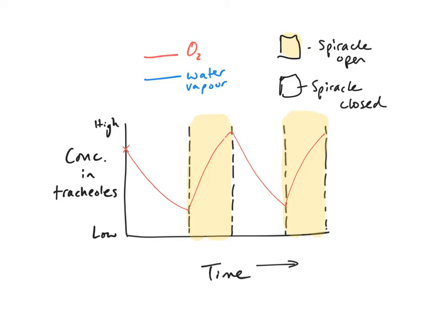So let's again just put an arbitrary line. Let's start in the middle here, just to keep away from that red line a bit. When the spiracles are closed, the water vapor in the tracheoles is going to increase because it's going to evaporate from the cells around it. But when the spiracles are open, it's going to lose that water. Then when the spiracles close, water's going to go back in there, and so on and so on. If the spiracles were open all the time, it would just continually lose water. So by closing its spiracles, it can conserve water.